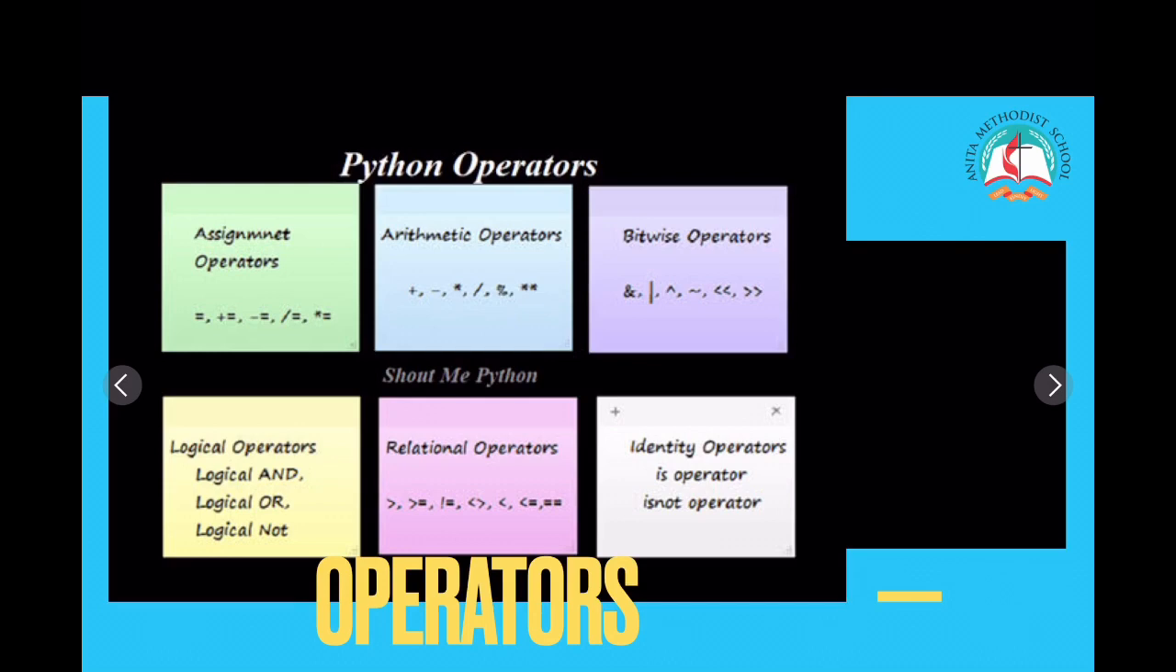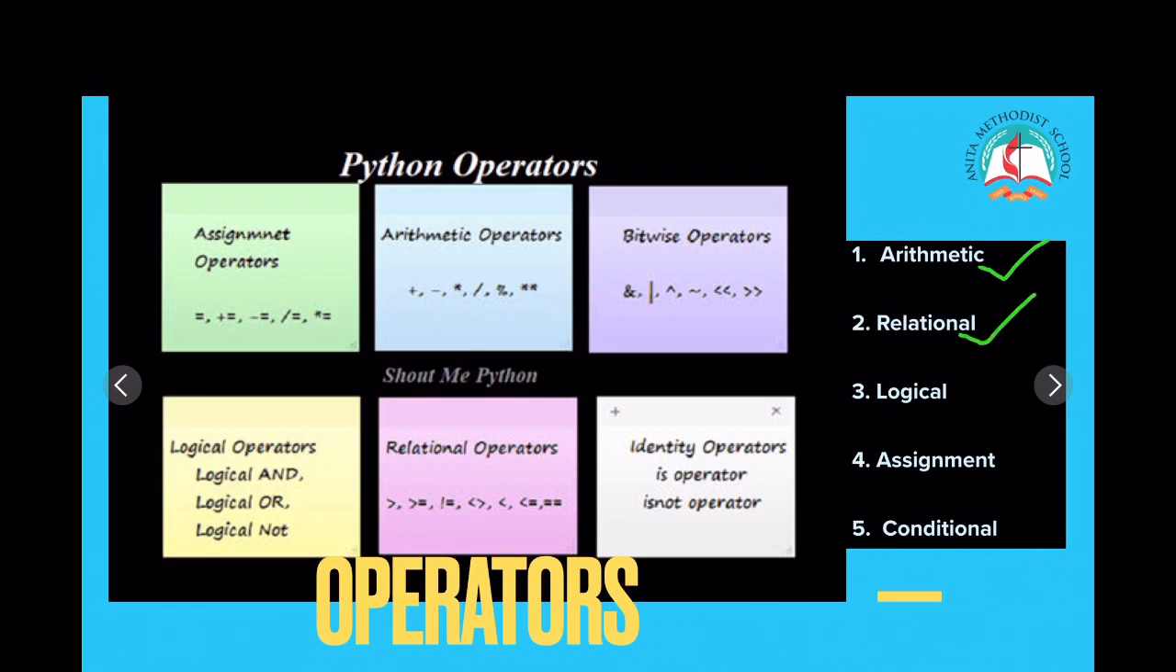Next, we are going to see about operators in Python. We are going to see about how many operators? 5 operators. So arithmetic, relational, logical, assignment, and then conditional. We will see in detail one by one. First is an arithmetic operator.